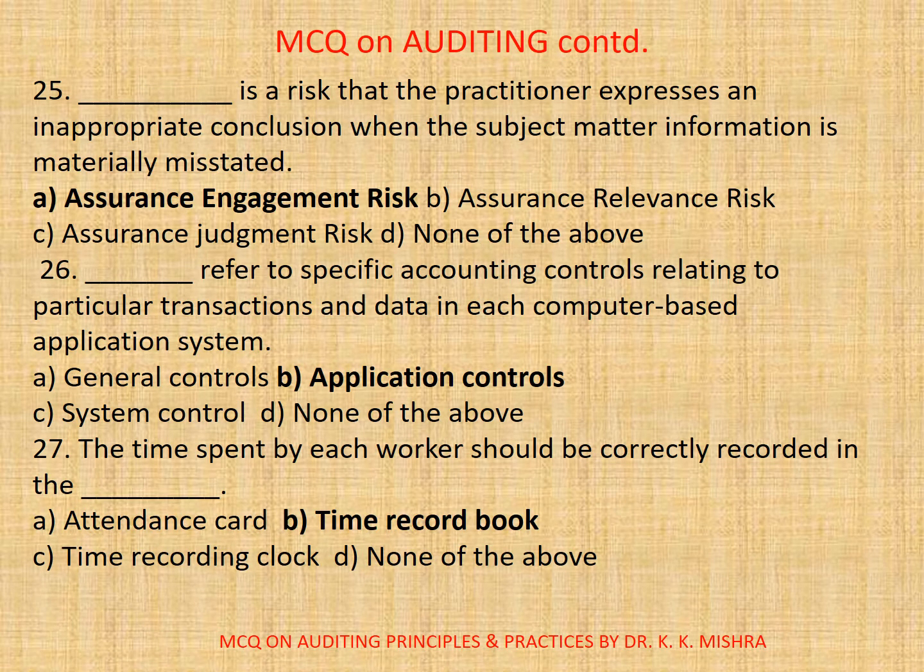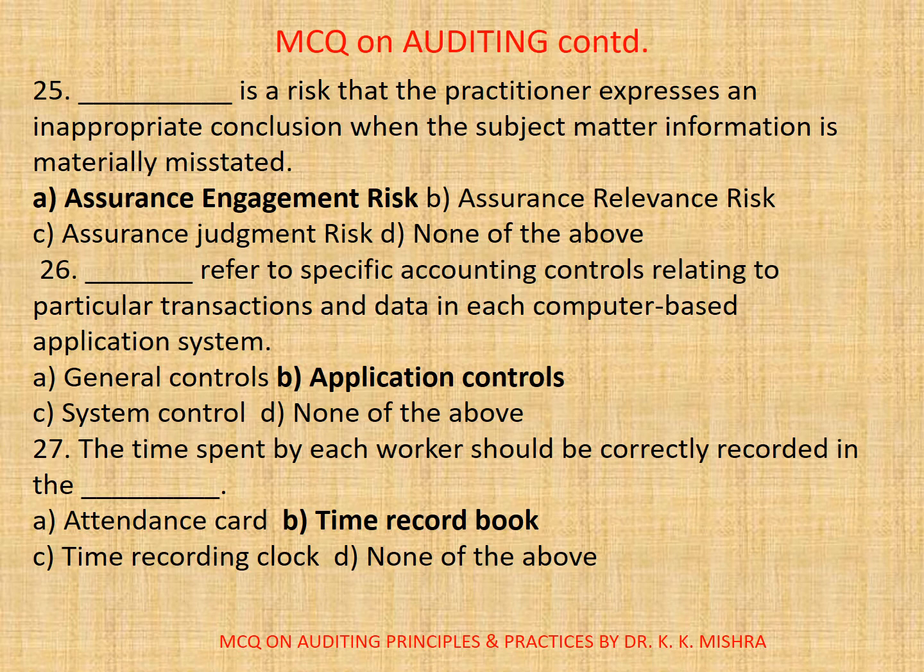Question number 25. Dash is a risk that practitioner expresses an inappropriate conclusion when the subject matter information is materially misstated. A. Assurance engagement risk, B. Assurance relevance risk, C. Assurance judgment risk, D. None of the above. Correct option is A.